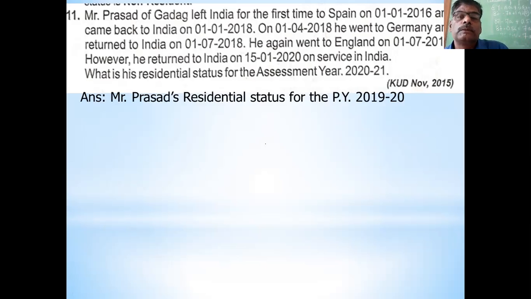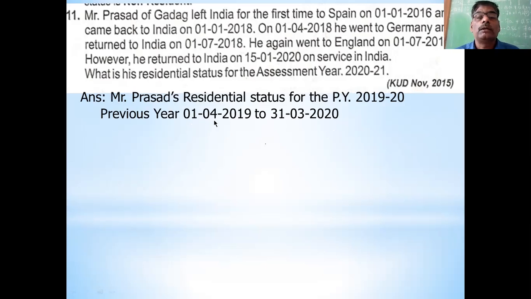Okay, you see here Mr. Prasad residential status for the previous year 1920. I'll calculate for 1920. Previous year is 1/4/2019 to 31st March 2020. Okay, you remember this. Every year starts on 1st April and ends on 31st March of next year. This is 1 year period. For all the years, you have to consider these dates for starting date and ending date of the year. Okay, not January to December.